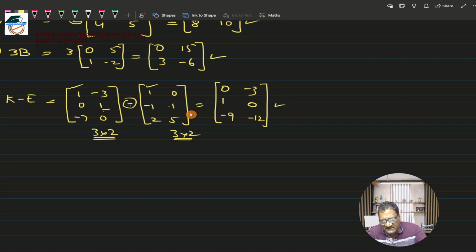And the third row is minus 9 and minus 5. Let me check this also. This is also wrong. This one is 0 minus 5, so it has to be minus 5. So you have to be a bit careful, right? So 0 minus 5 will be minus 5. This is minus 5. Okay, so now the answers are correct.